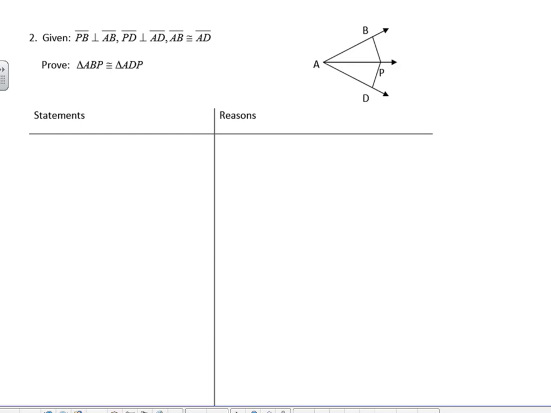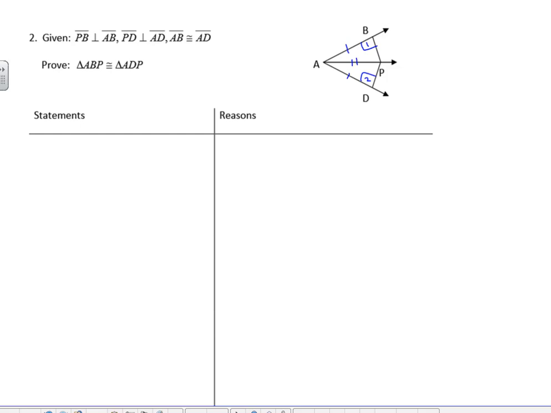So we're trying to prove the triangle is congruent, and we're given PB is perpendicular to AB. I'm going to call that angle 1. And then PD is perpendicular to AD. I'm going to call that angle 2. Okay, and then we're given that AB is congruent to AD. And then by the reflexive property, we have this here.